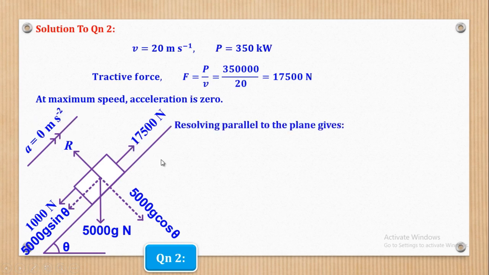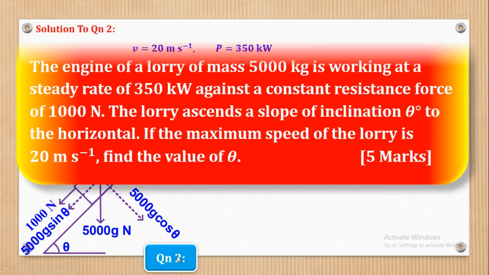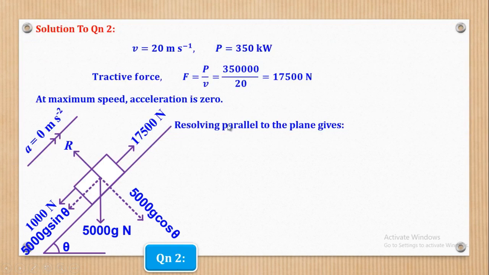So now that we have shown the force diagram, we shall go ahead to answer the question. They want you to get the value of theta, and for you to get it, you are going to say, resolving parallel to the plane, what will happen? So when you resolve parallel to the plane, we get this forward force, which is 17,500, minus these resisting forces, which is 1,000, plus the component of the weight parallel to the plane, which is 5,000 g sine theta. It will be equal to ma. Now m is 5,000 kilograms, that's why you see here 5,000 a.